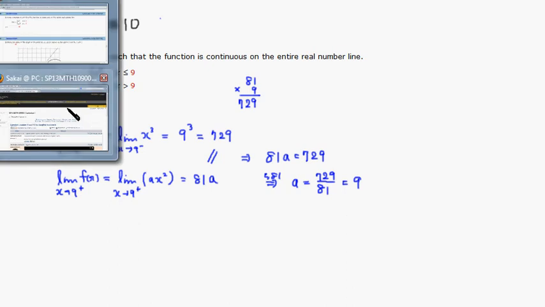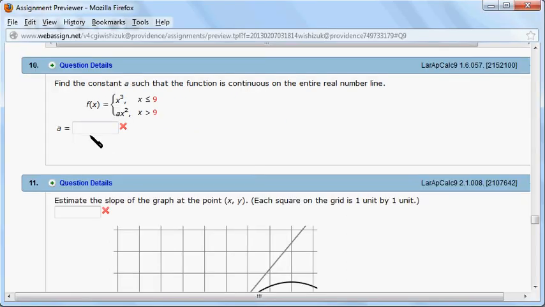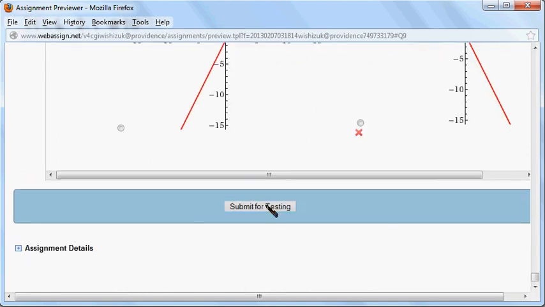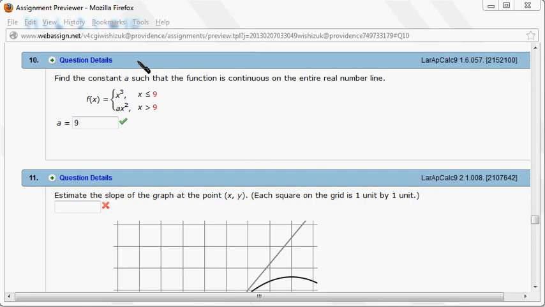So let's try to see if the system takes my answer. So let's go and check. Submit for testing. Okay, I came back and yep, we did it correctly. All right, that's it. I hope that this was clear.